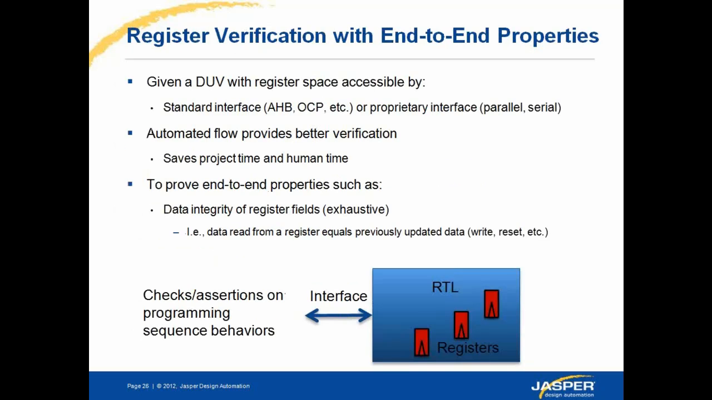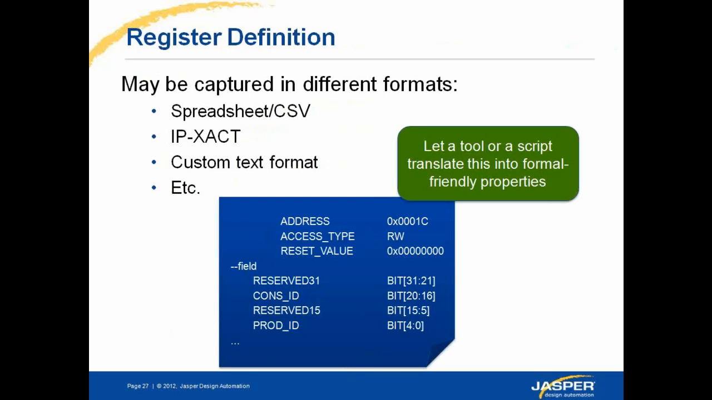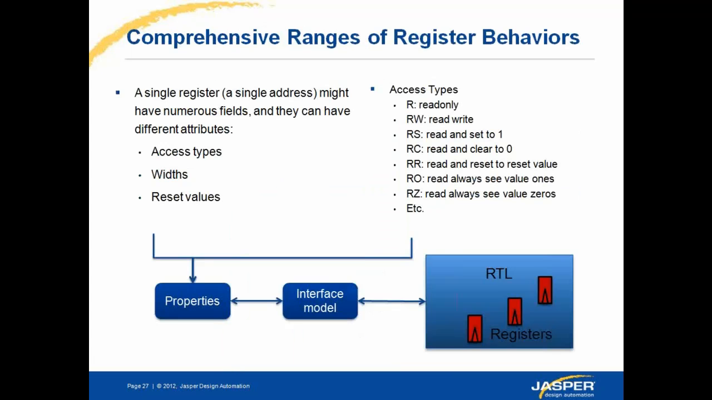Here you have basically a design which has a standard interface, or sometimes even a proprietary one. It really depends. And you want to prove end-to-end properties, like that the value you are reading out of a register matches the one that was updated previously. This is done by capturing the register definition in either spreadsheet CSV format or IP-XACT format. You will basically configure the register and also the field.